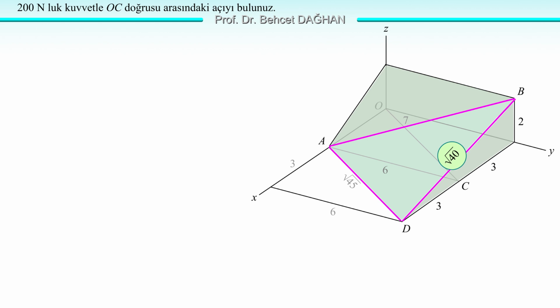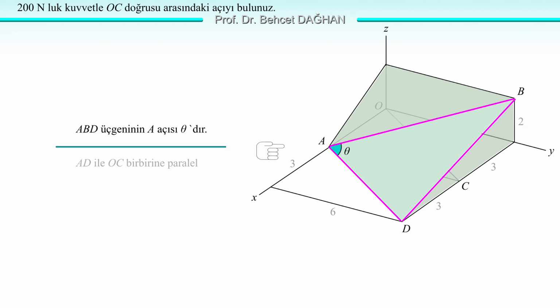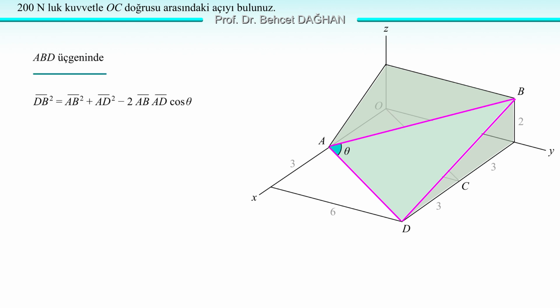After finding these values, we can easily find angle theta using the law of cosines. What did we say? The angle between line AB and line AD is equal to theta, because AD and OC are parallel to each other. Yes, we will find this angle using the law of cosines. In triangle ABD, the side opposite angle theta is side DB. So, DB squared equals AB squared plus AD squared minus 2 AB AD cosine theta.